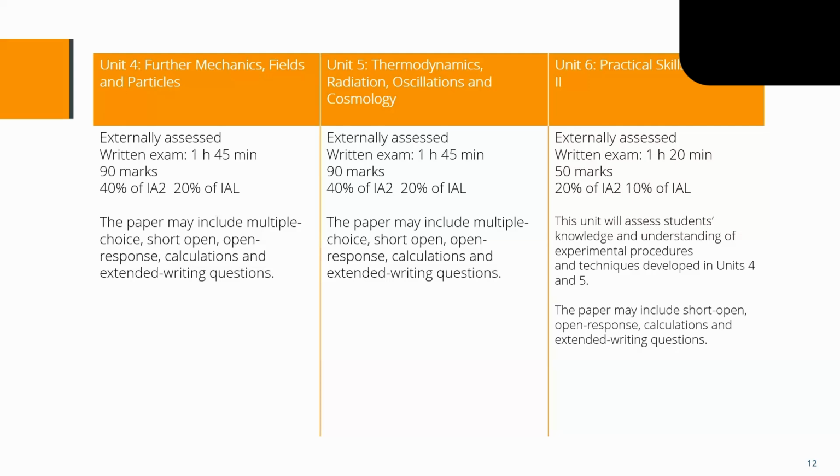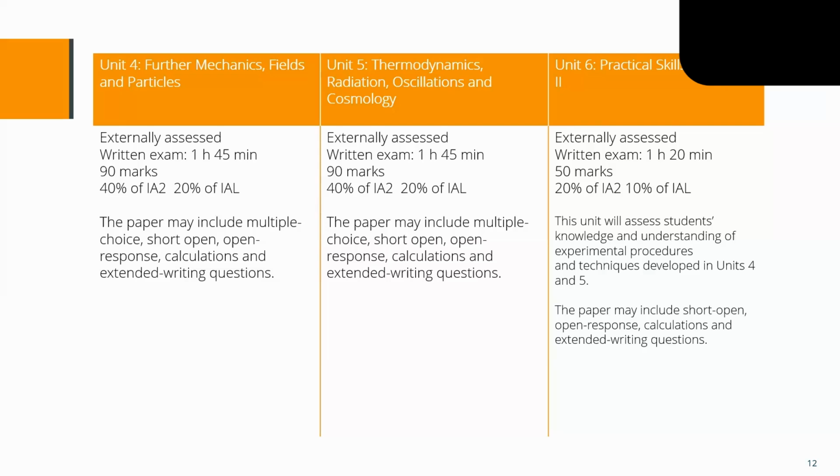So they're externally assessed written exams, which are 1 hour, 45 minutes long. Each accounts for 90 marks. And as before, they're 40% of the IA2 or 20% of the full advanced level. They also include the same range of questions as we saw in Units 1 and 2.